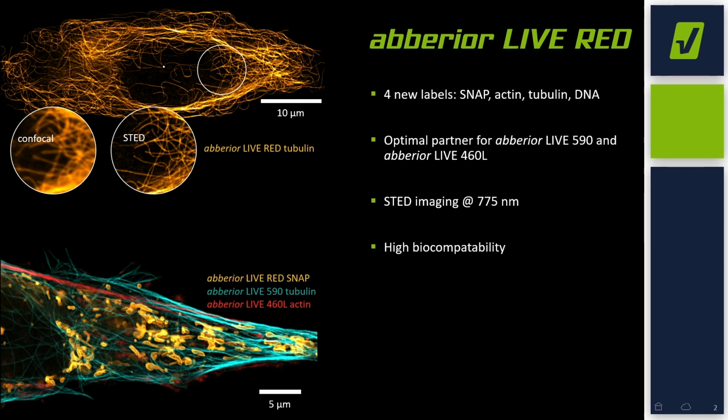So in the lower left corner, you see a very nice three-color staining of a mammalian cell that expresses a SNAP-tag fusion protein that decorates the outer mitochondrial membrane. And this is labeled with our novel abberior Live Red label for SNAP. And in combination with that, we have labels for actin and tubulin, which is the Live 590 tubulin label and the Live 460L actin label. And these work in combination with one STED laser, which is at 775 nanometers.